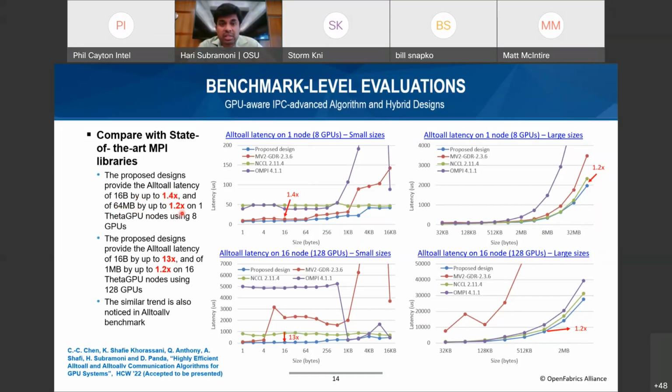So sorry, this is not compression, Moshe. Moshe had a question: are all of these compression-based results? This is not showing compression-based results. This is the advanced IPC-based designs. So here we are not using any compression. This is just an algorithm level change.